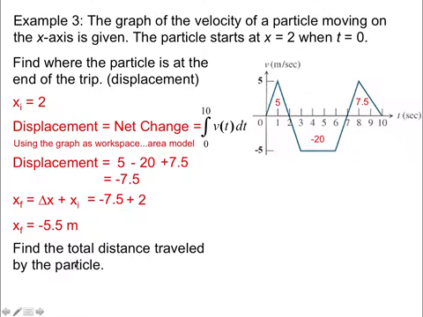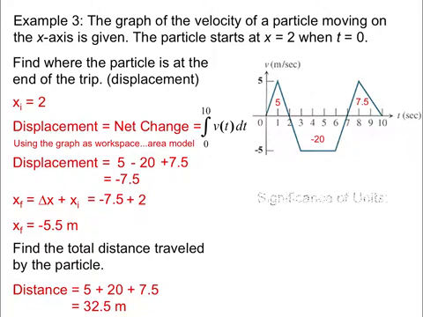Now let's look at the total distance traveled by the particle. So we can treat each one of these regions as positive. And so we have 5 plus 20 plus 7.5. So our total distance traveled is 32.5 meters. That's like our odometer reading. Notice, to answer the total distance traveled question, you don't need an initial position. It's just asking for how much you've moved altogether.